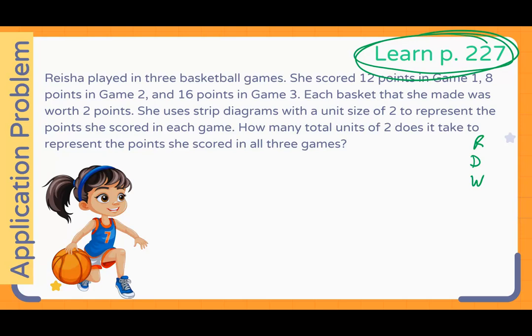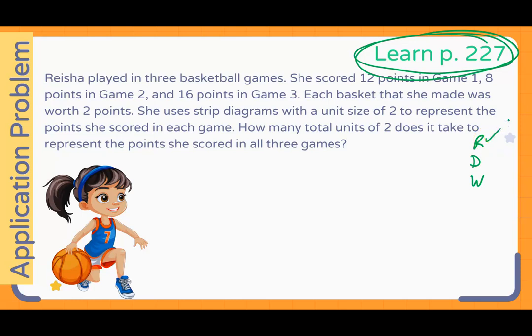Risha played in 3 basketball games. She scored 12 points in game 1, 8 points in game 2, and 16 points in game 3. Each basket that she made was worth 2 points. She uses strip diagrams with a unit size of 2 to represent the points she scored in each game. How many total units of 2 does it take to represent the units she scored in all 3 games? Ooh, that's a lot. Okay, so we read it. Now we have to draw.